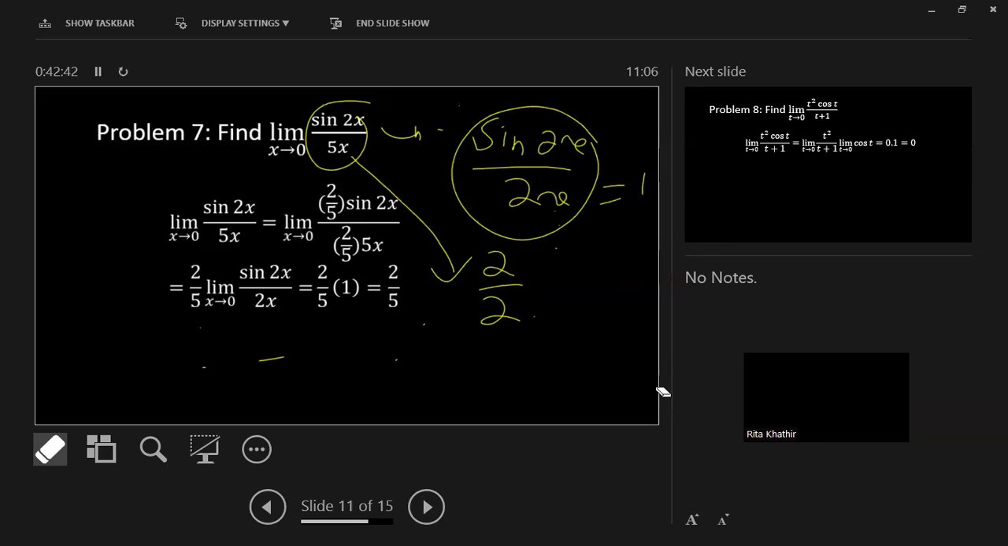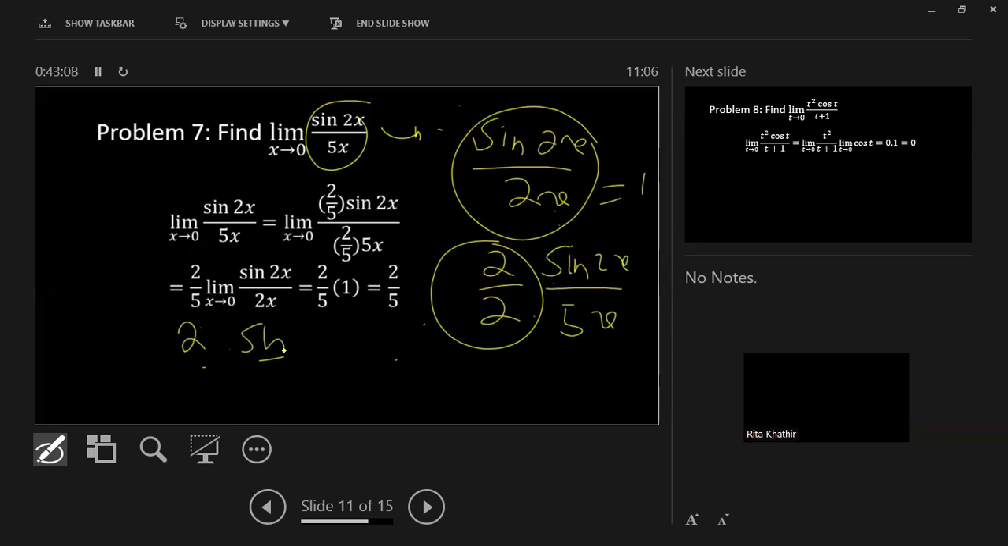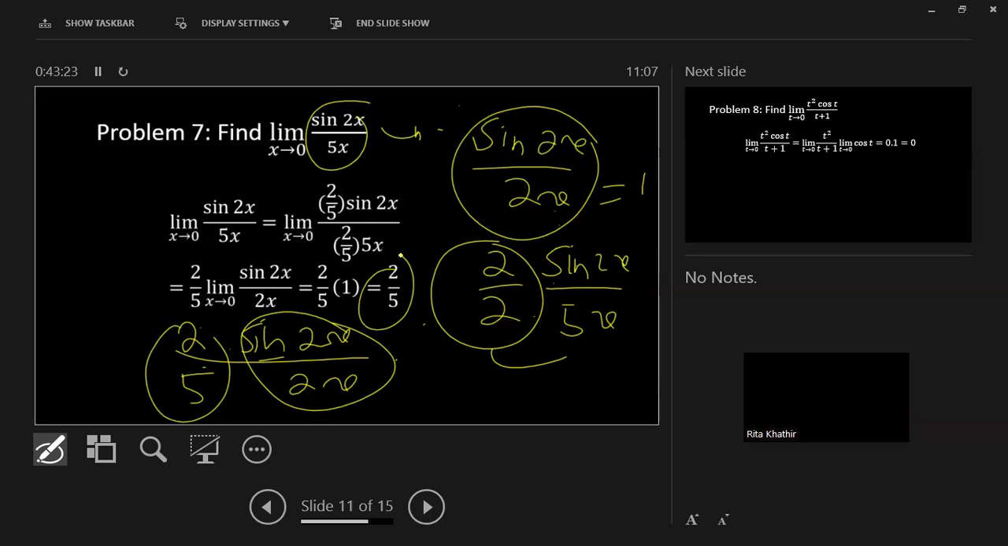Okay. Look, you have 2 over 2, and you have sine 2x over 5x. Then just change the position. You have 2 sine 2x over, change 5 to be here, 5 times 2x. This one you can get as 1. So the result is 2 over 5. This is magic. You are using the magic of 2 over 2.